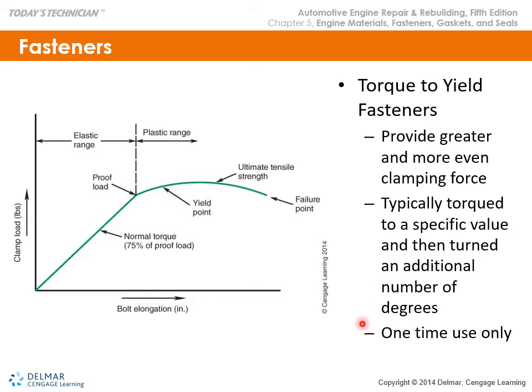And we also have one-time use bolts called torque to yield, have a specific value, and then they're turned a number of degrees. We use an angle gauge, or we mark the bolt to make sure we're putting the specified amount of angle on top of the specified amount of torque. Those bolts are typically one-time use in automotive because they stretch in order to deliver the clamping force that's required.